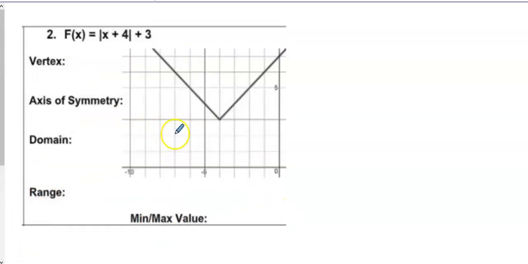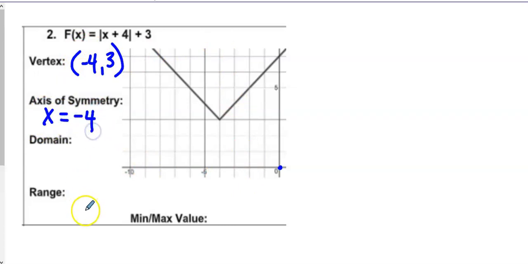All right, moving on. The next one is number 2. Vertex is at -4, 3. And we can see that. Here's 0, 0. Here's the origin right here. So pay attention to where the origin is on these graphs. So -4 and 3. Axis of symmetry is always this number right here, so it's x equals -4.